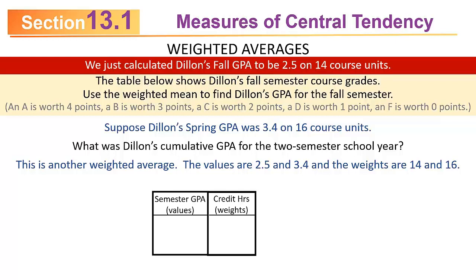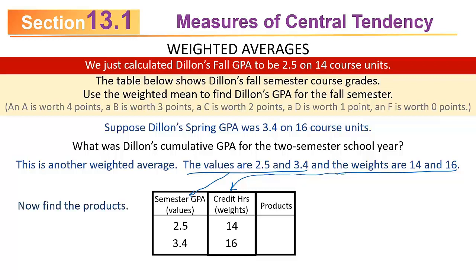So one column are the values. Those are the actual GPAs, 2.5 and 3.4. And the credit hours are 14 and 16. So Dylan had a 2.5 GPA taking 14 credit hours in the fall, and he had a 3.4 GPA taking 16 hours in the spring. Then you want to take the products, 2.5 times 14 and 3.4 times 16, and that gives you 35.0 and 54.4. Then you want to sum up the products.